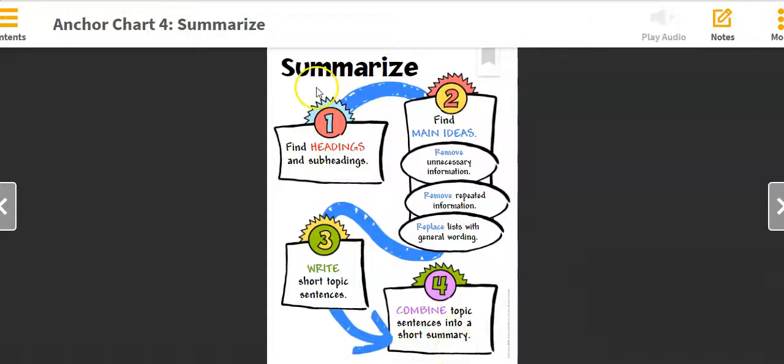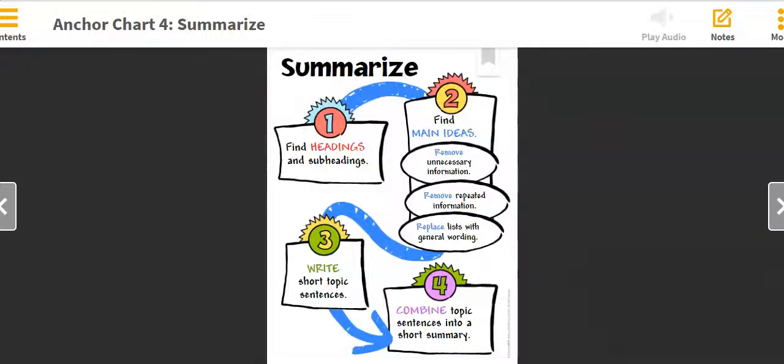So if you're summarizing, these are the things you need to think about and do. First, find your heading and your subheadings. Second, find your main ideas, removing unnecessary information, removing repeated information, things that you hear more than once, and replace lists with general wording. And that takes you to the third step, writing your short, concise topic sentence. And the last step is combining your topic sentences into a short summary. A short summary is not very long. It's probably about a paragraph long, which a paragraph is 4 to 5 complete sentences, right, kiddos?